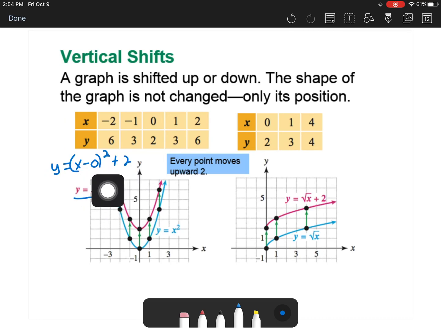I wrote it this way just because we're used to seeing the vertex form of the parabola, which would be looking like this. So in this case, once we would graph this out, we'd know that our vertex is at (0, 2), and I was just making a comparison there. So similarly, if we started with a square root function, we would just add 2 to each of the y coordinates.